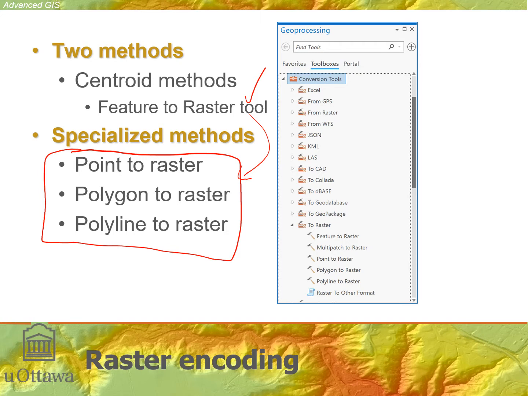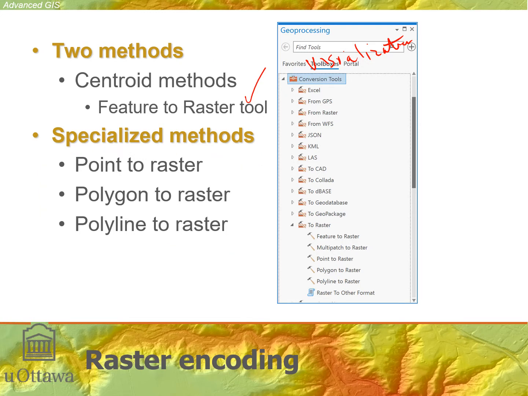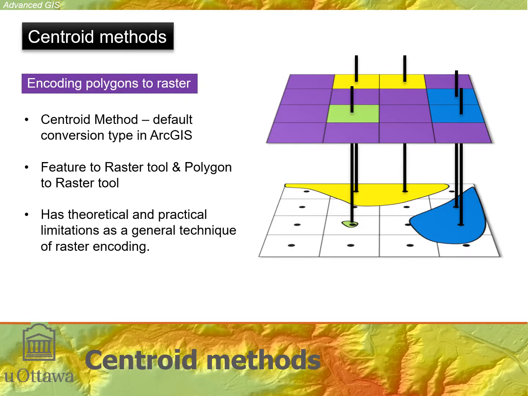So for general visualization of things, the Centroid default method is okay. And that's again just for visualization. But for analytical purposes, we must make sure we control how things are encoded so that we don't have something unexpected happening at the end of our process in terms of the representation of the features that we are encoding into a raster. So let's have a look at these.